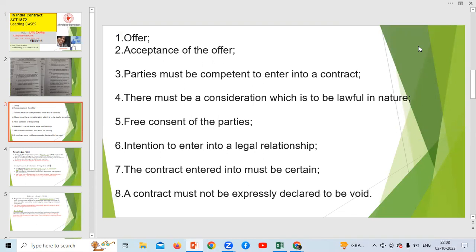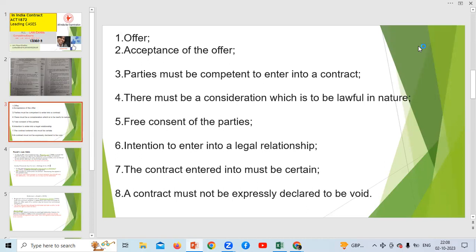Parties must be competent to enter into a contract. Under acceptance of offer, there is a case of Lalman Shukla. Please remember that it is very important and it is repeatedly asked in all the exams. Parties must be competent to enter into a contract. Under competency, a minor is not capable of entering into contracts. Minor contracts are invalid.